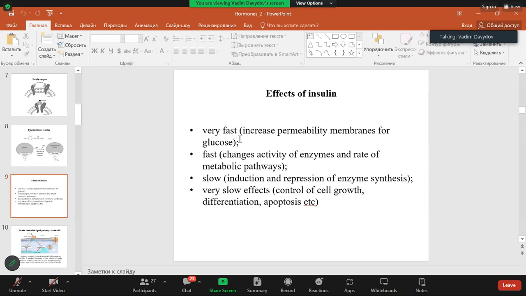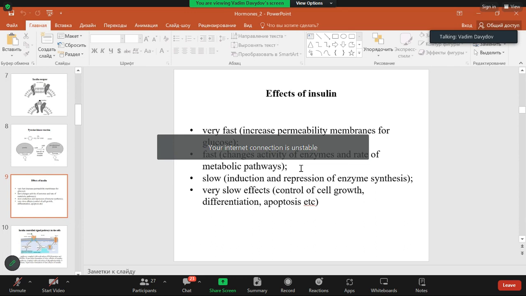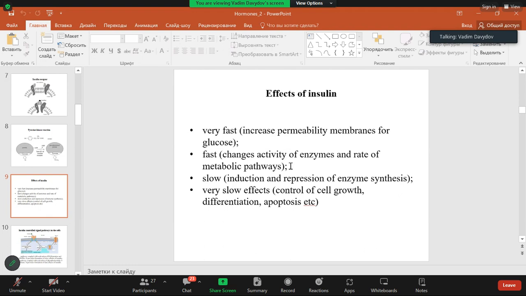A very fast effect of insulin may be coupled with increased permeability for glucose. The second kind of effect, the fast effect, appears in some minutes after formation of the hormone receptor complex, and fast effects are coupled with changed activity of enzymes, which is provided by formation of the hormone insulin receptor complex.